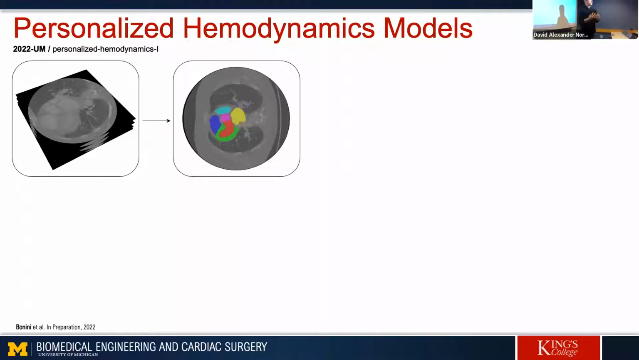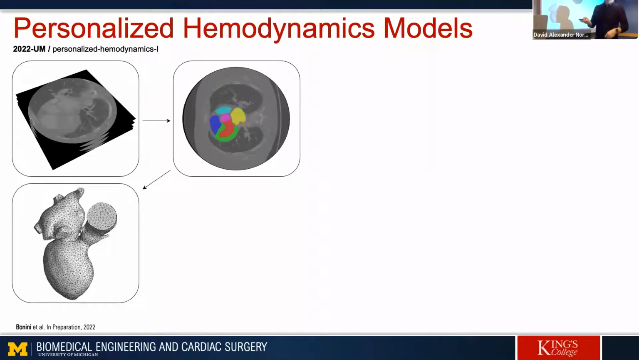Nice thing again is that you can apply this to a static CT or a dynamic CT. So you can either see just the anatomy or the anatomy and how it changes over time. And once you have that, you can basically create a computational mesh. This is a mesh of the left heart. So you have the left ventricle here, the left atria, and this is the aortic outflow tract.